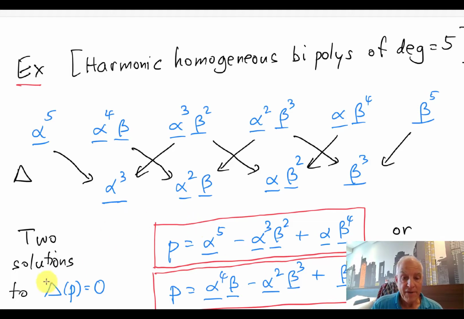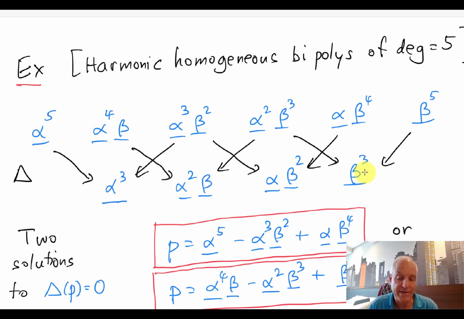Well, in degree 5, here are the 6 basis homogeneous bi-polynumbers of degree 5. And the action of the Laplacian is pretty predictable, right? This alpha to the 5 goes to alpha to the 3. This one here goes to this one. This one here goes to a sum of this alpha cubed and alpha beta squared. This one here goes to a sum of this one and this one. This one goes to this one. This one goes to this one. It's exactly the same story.